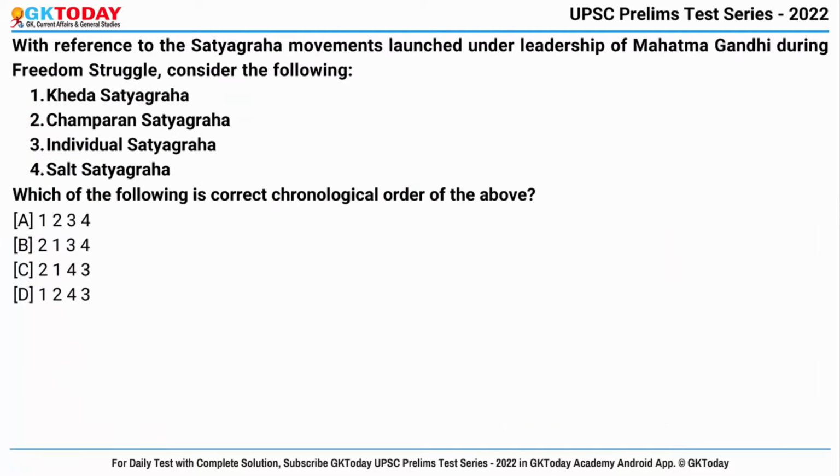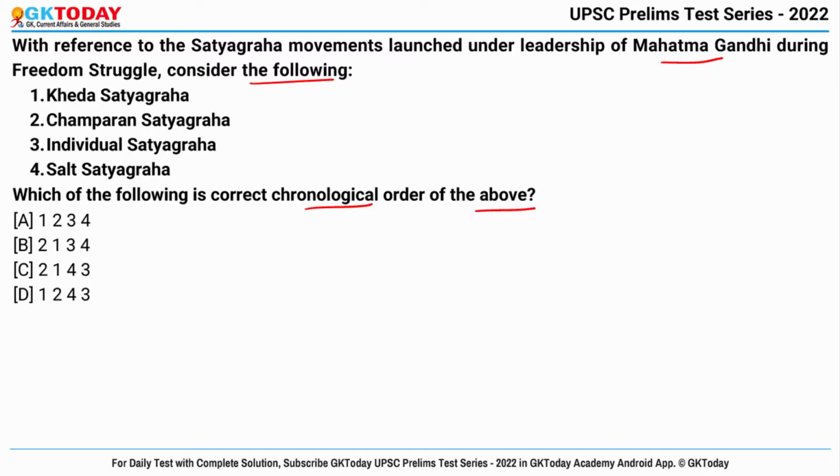Question number 2. With reference to the Satyagraha movements launched under the leadership of Mahatma Gandhi during the freedom struggle, consider the following statements. So basically 4 events have been given here, and now which of the following is the correct chronological order of the above, and we have to set all these events in historical or chronological order.